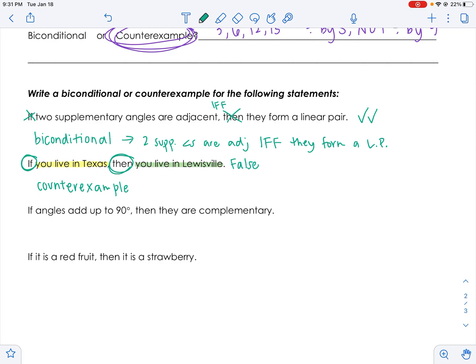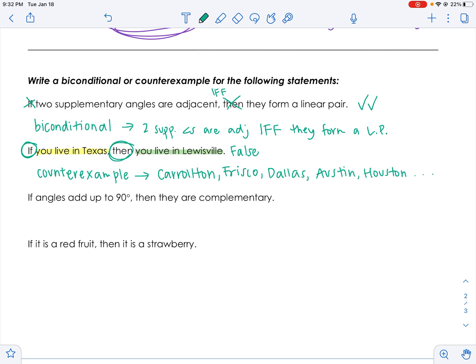Now, there is a place called Louisville, I think in Missouri or Mississippi, but that doesn't count here. The counterexample would be somebody that lives in Texas but does not live in Louisville, and that's most of you. You live in Carrollton. That's a city in Texas, not in Louisville or Frisco or Dallas. But it doesn't have to be in the area. It could be Austin or Houston or San Antonio. Pretty much any city in Texas that's not in Louisville would work, and that's a counterexample. Okay, I want you to pause the video and see if you can do the next two on your own.